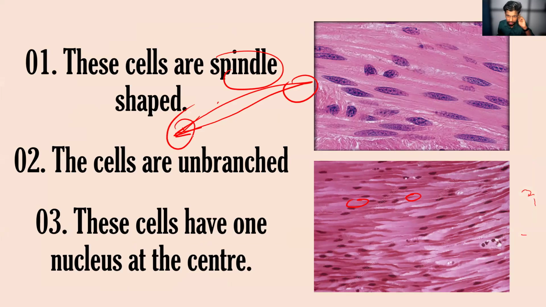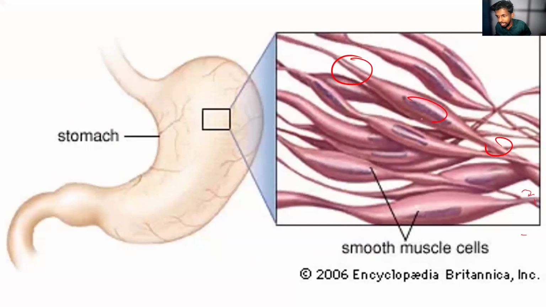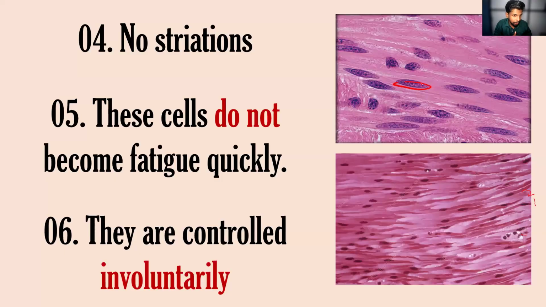There are no branches, right? They are single cells, with only one part. There are no branches in those cells. Third one, they have only one nucleus at the center. Look at the picture here. They have a big nucleus at the center, only one nucleus. But for the skeletal muscle, you may remember, they don't have branches. For the cardiac muscle, they have branches, and multinucleate, uninucleate, you may remember that, right?